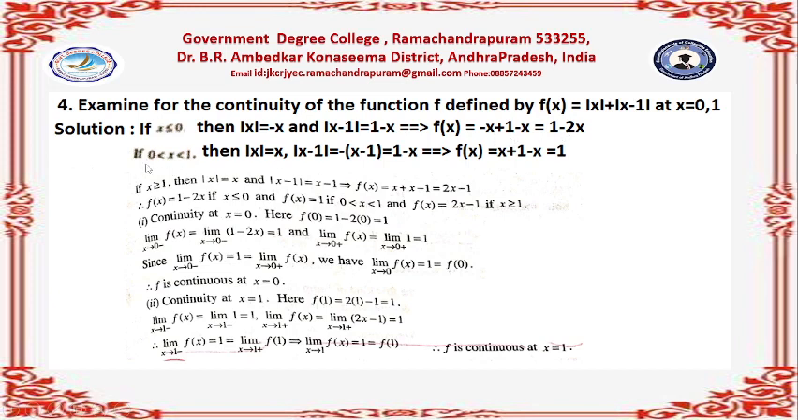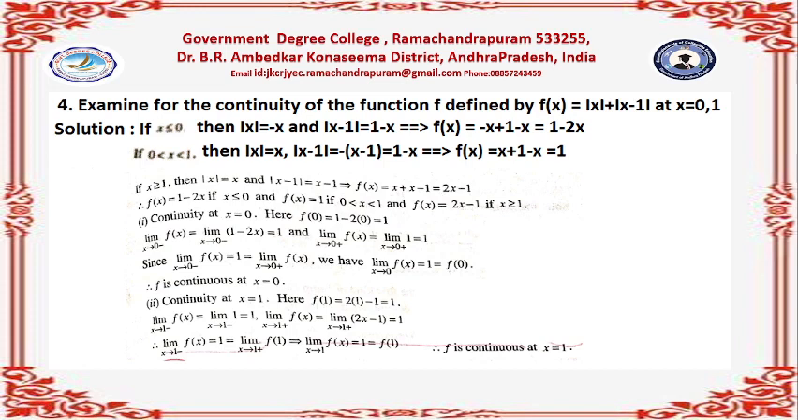Now if x lies between 0 and 1, then mod x is equal to x, and mod x minus 1 equal to minus of x minus 1, that is nothing but 1 minus x. This implies f of x is equal to x plus 1 minus x, that becomes 1. So here there are two cases. If x is greater than or equal to 1, then mod x is equal to x, and mod x minus 1 equal to x minus 1, that implies f of x is equal to x plus x minus 1, that is equal to 2x minus 1.